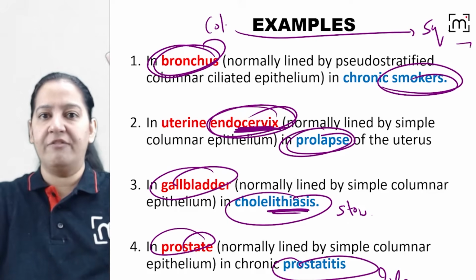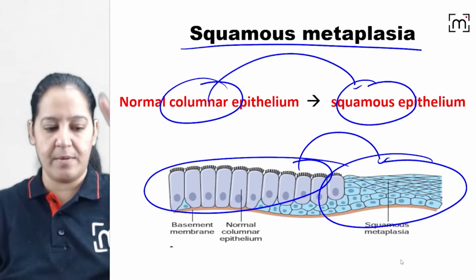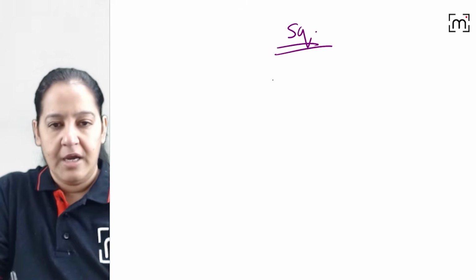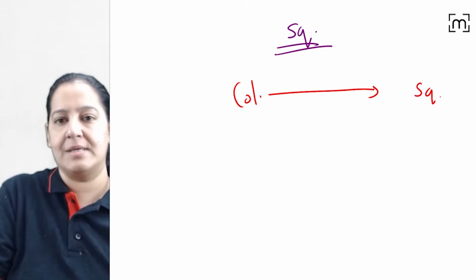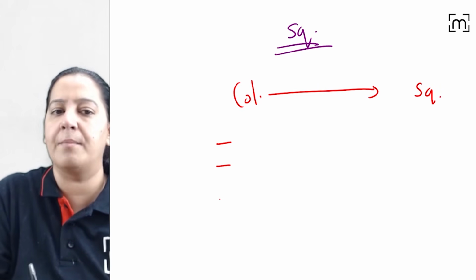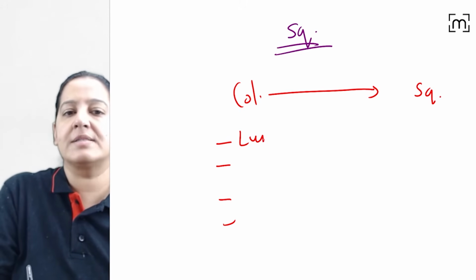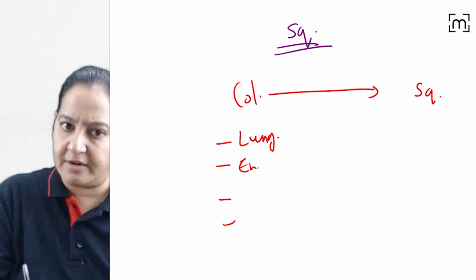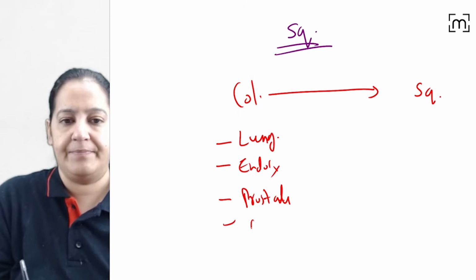So can you enumerate the 4 examples of squamous metaplasia? What are the 4 examples of squamous metaplasia, in which normally there is columnar and due to stress it gets converted to squamous? Can you tell me 4 organs in which columnar epithelium is normal? Yes. The 4 organs are lung, that is trachea and bronchus. It can be endocervix. It can be prostate, and it can be gallbladder.